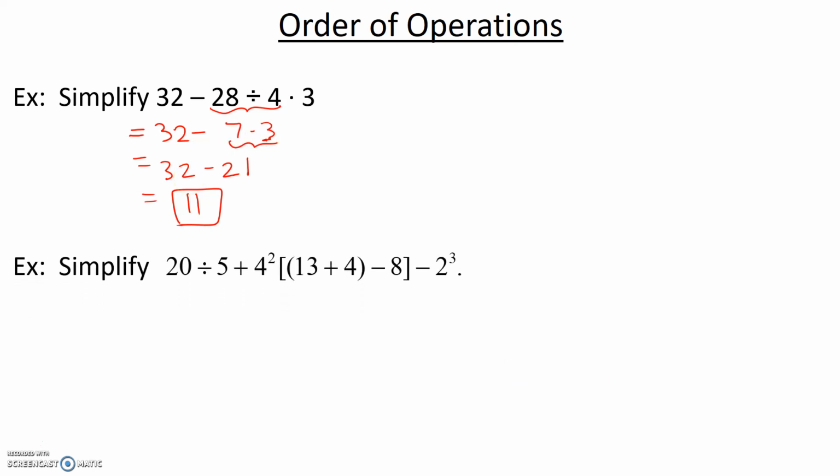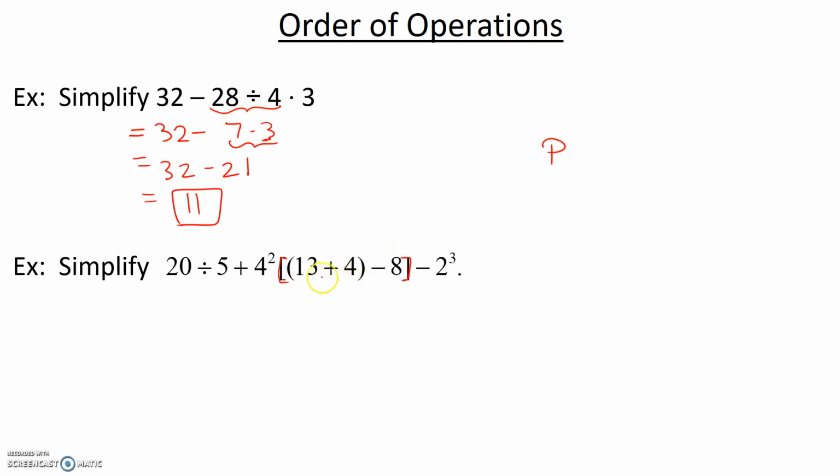Here's another example. 20 divided by 5 plus 4 squared times the quantity, parentheses 13 plus 4 minus 8 minus 2 cubed. It's a long problem, but let's work through it step by step. First, we must simplify all parentheses.